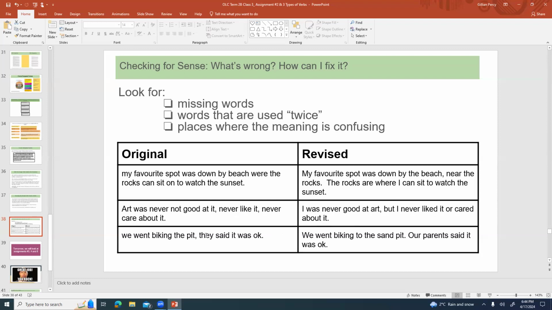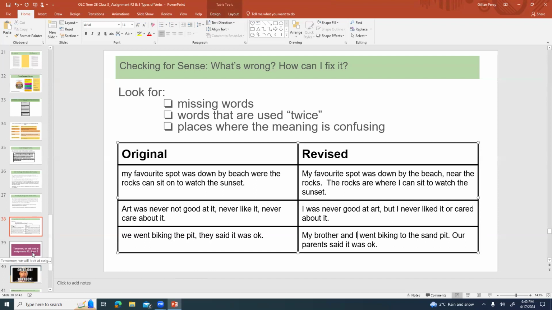"We went biking the pit. They said it was okay." So first of all, I don't even know who "we" is. I don't know who "they" is. And I would say "biking to the pit," or "we went biking at the pit. Our parents said it was okay." I might even change this to say "my brother and I went biking to the sand pit." That way I actually know who it's talking about, right?